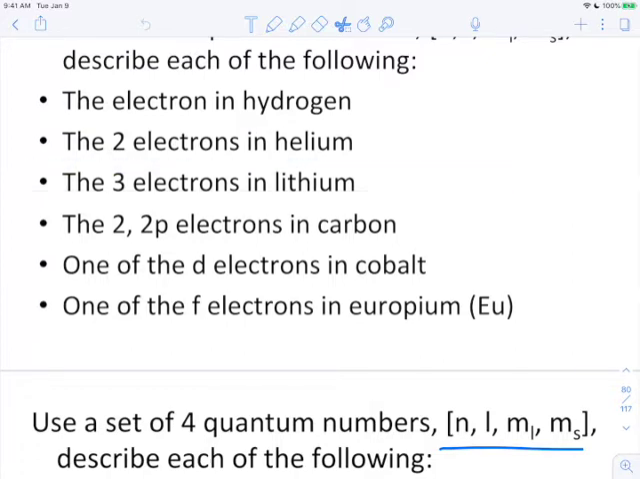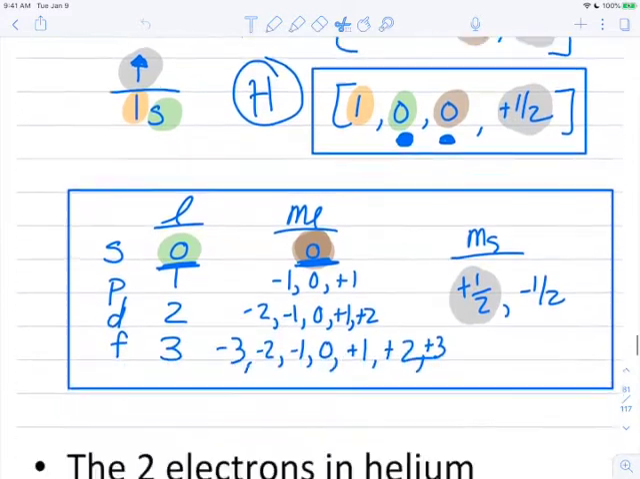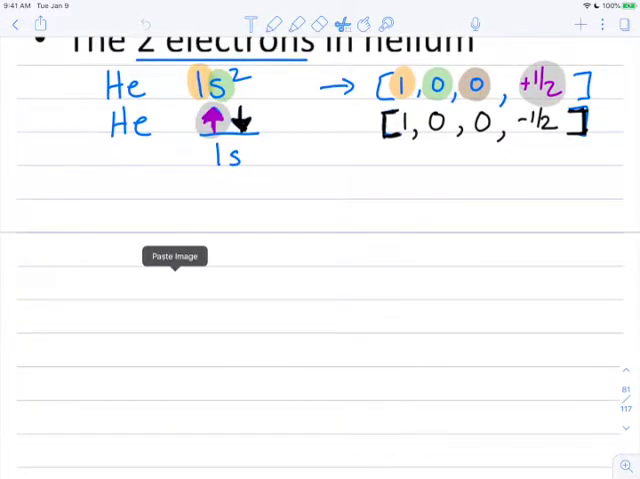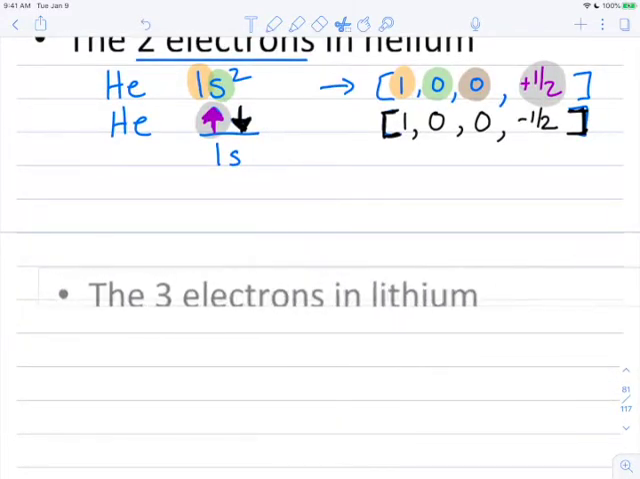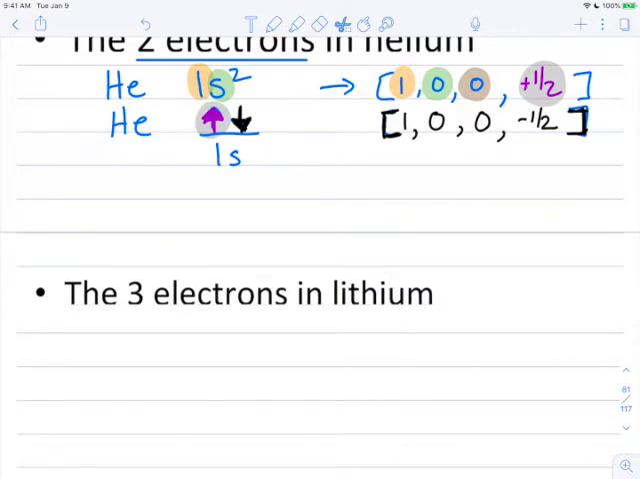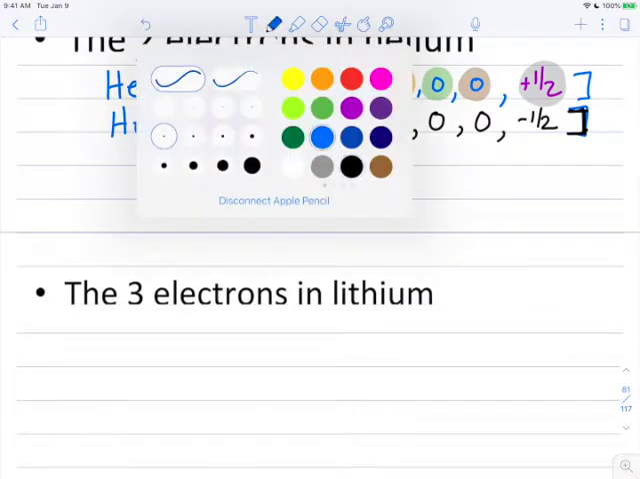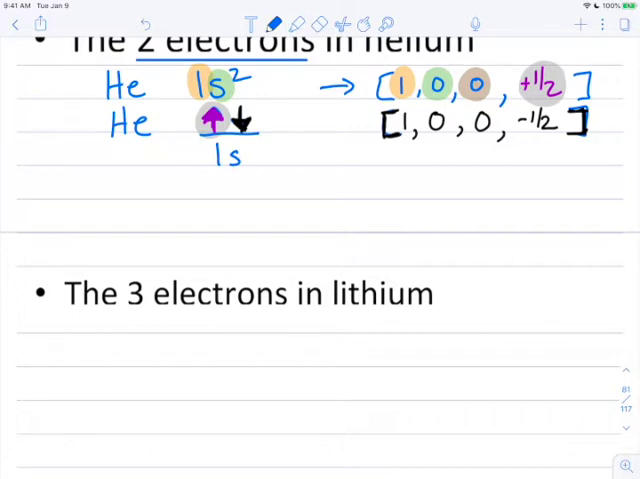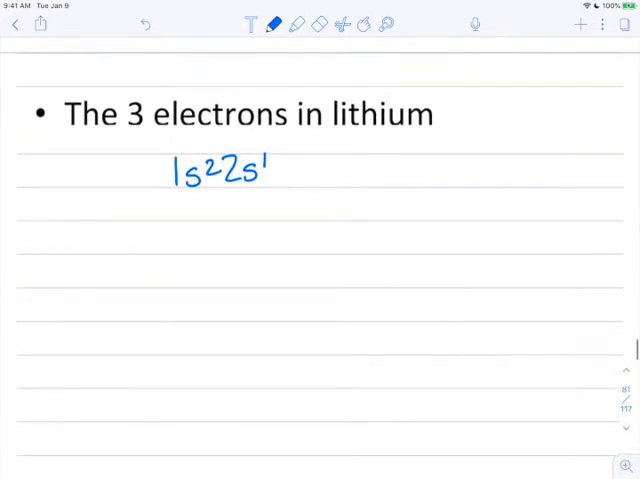Next up, we're going to do the 3 electrons in lithium. So if I were to do the electron configuration for lithium, I would say 1s2, 2s1. Any questions on how I got that, or anyone want me to show them on the periodic table how I got that configuration? All right, so next up, let's do its orbital diagram.